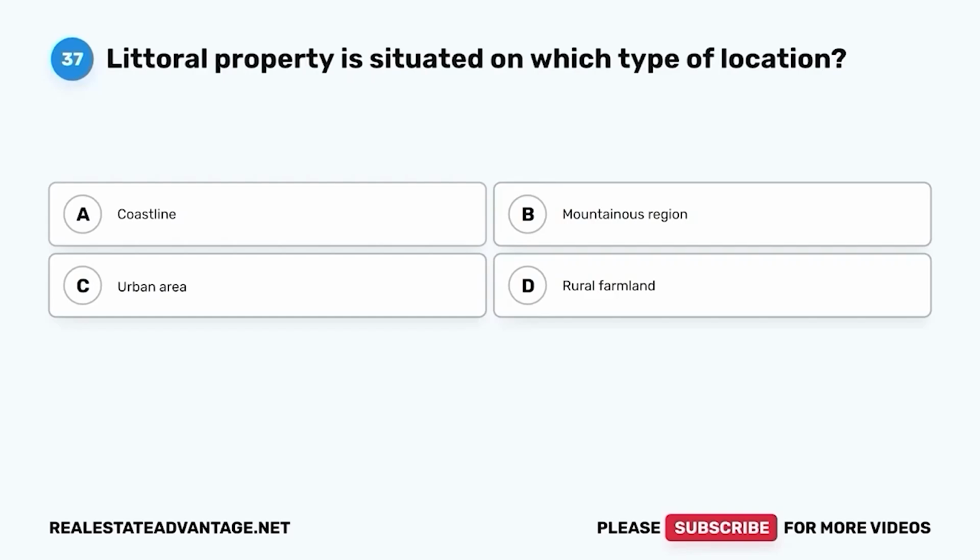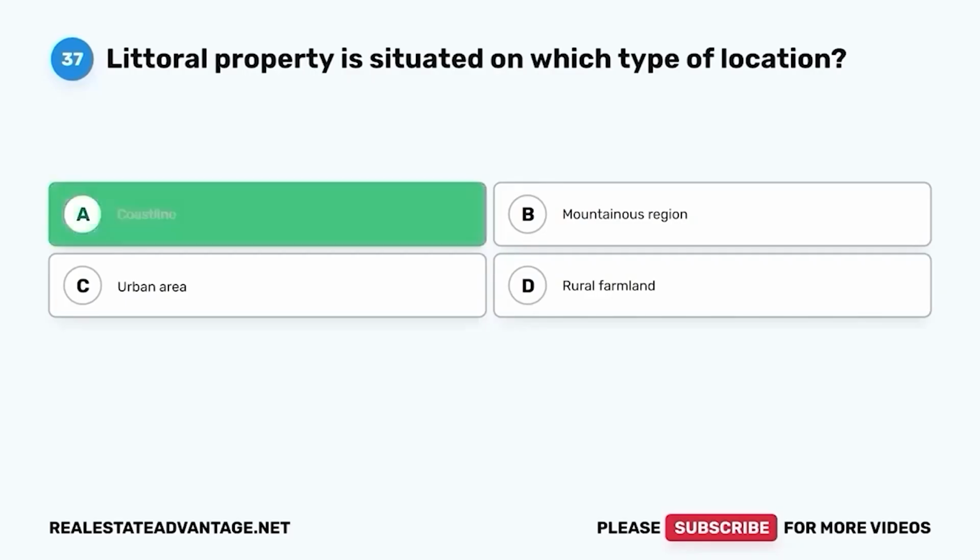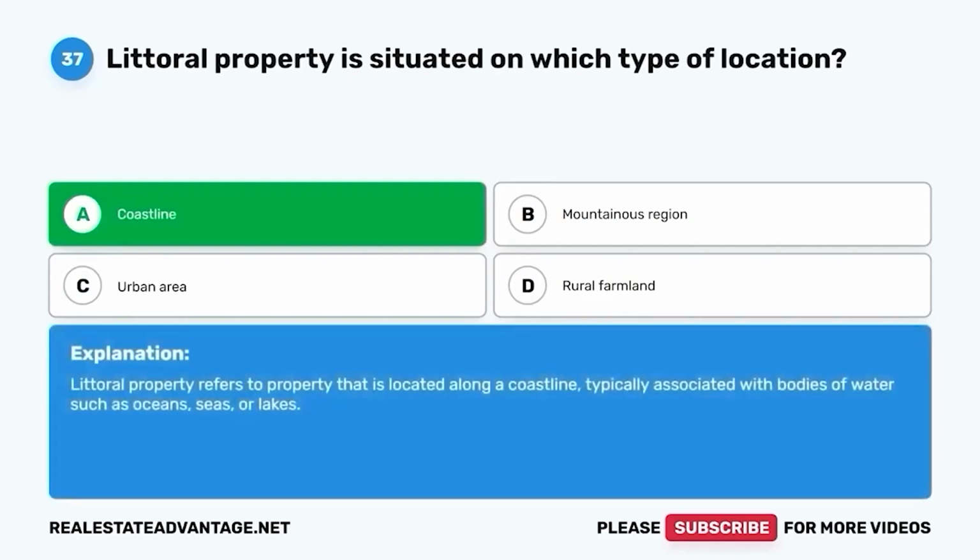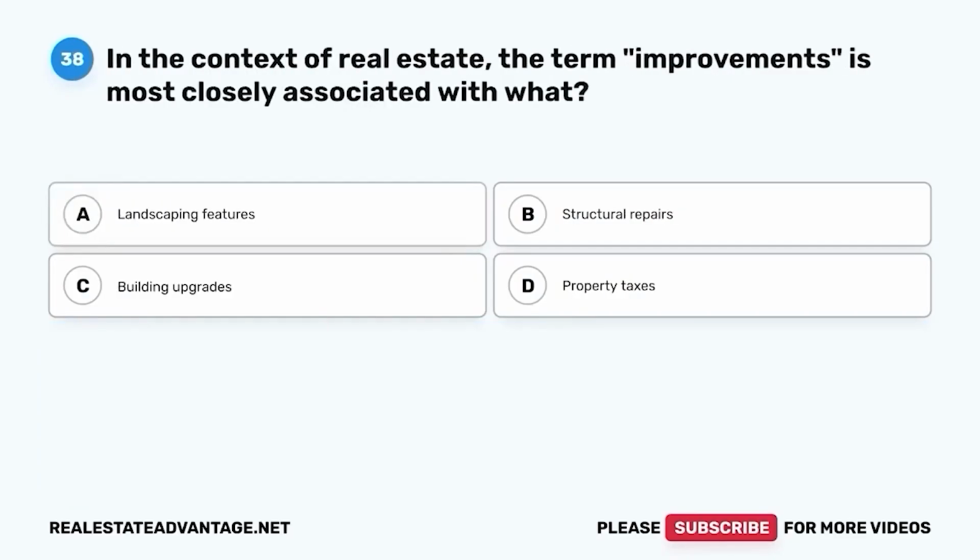Question 37. Littoral property is situated on which type of location? A. Coastline, B. Mountainous region, C. Urban area, D. Rural farmland. The correct answer is A, coastline. Littoral property refers to property that is located along a coastline, typically associated with bodies of water such as oceans, seas, or lakes.